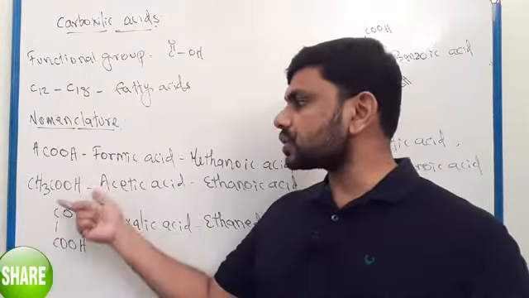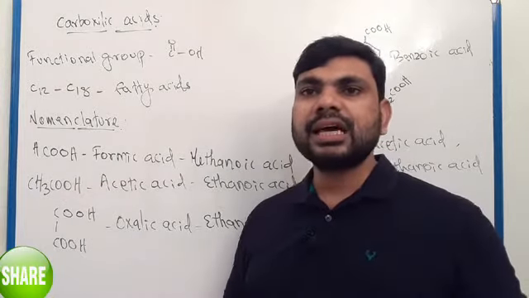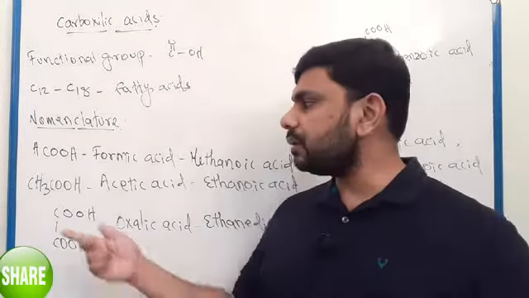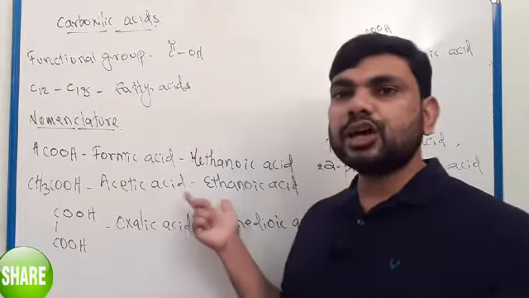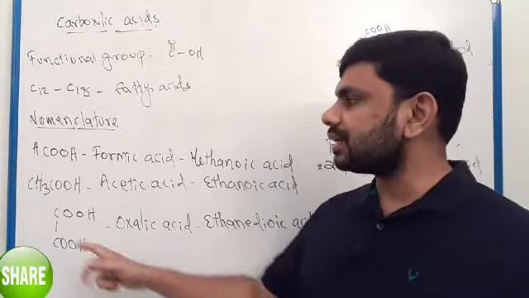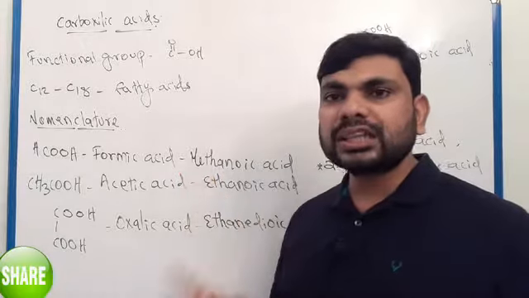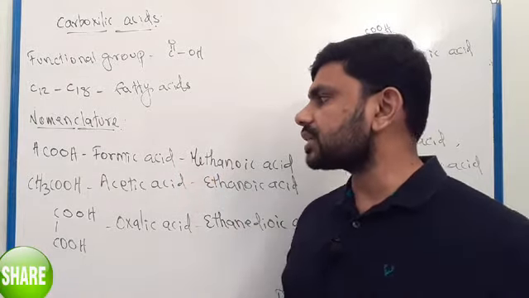And here CH3COOH. This is the most common carboxylic acid, acetic acid. Common name acetic acid, and IUPAC name ethanoic acid. Here two carbons, so ethanoic acid.